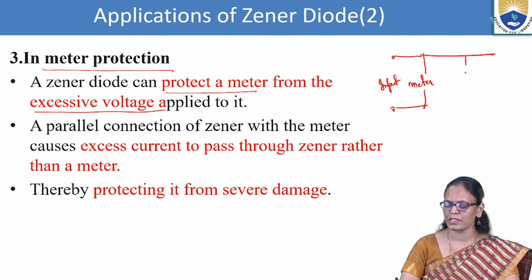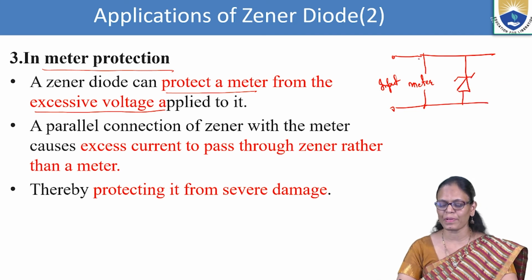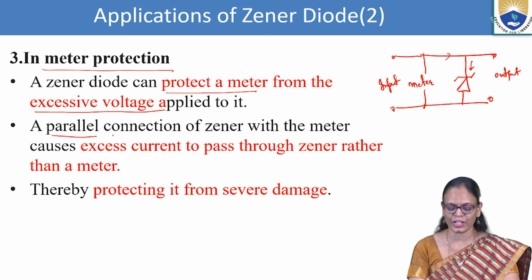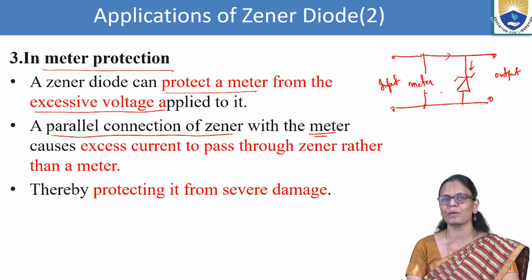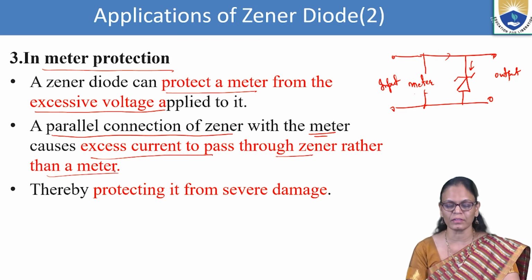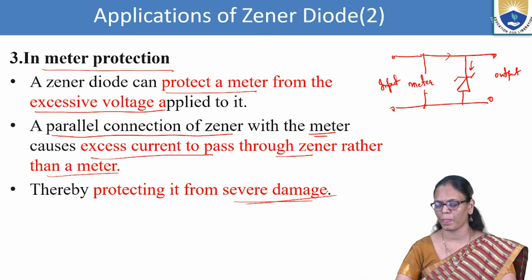And when we connect a Zener diode across this, whenever there is excess current flowing or the voltage is excess, this will start conducting and the output remains the same. Across this, the load, you take the output. So we are doing a parallel connection of the Zener diode with the meter, whatever meter we are taking. Excess current will pass through the Zener rather than the meter, thereby protecting it from severe damage.